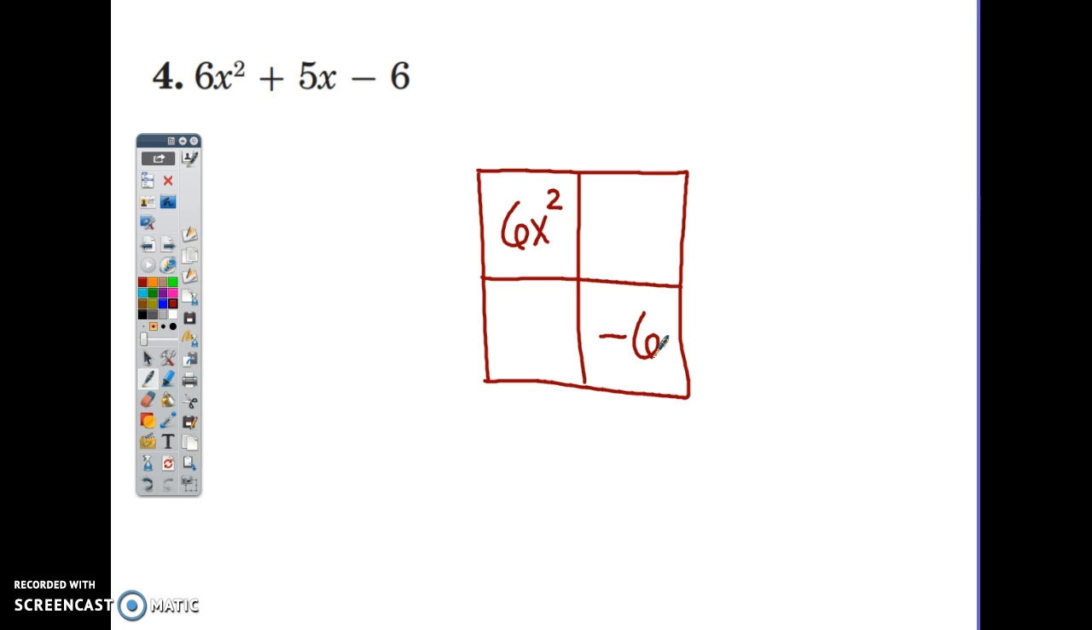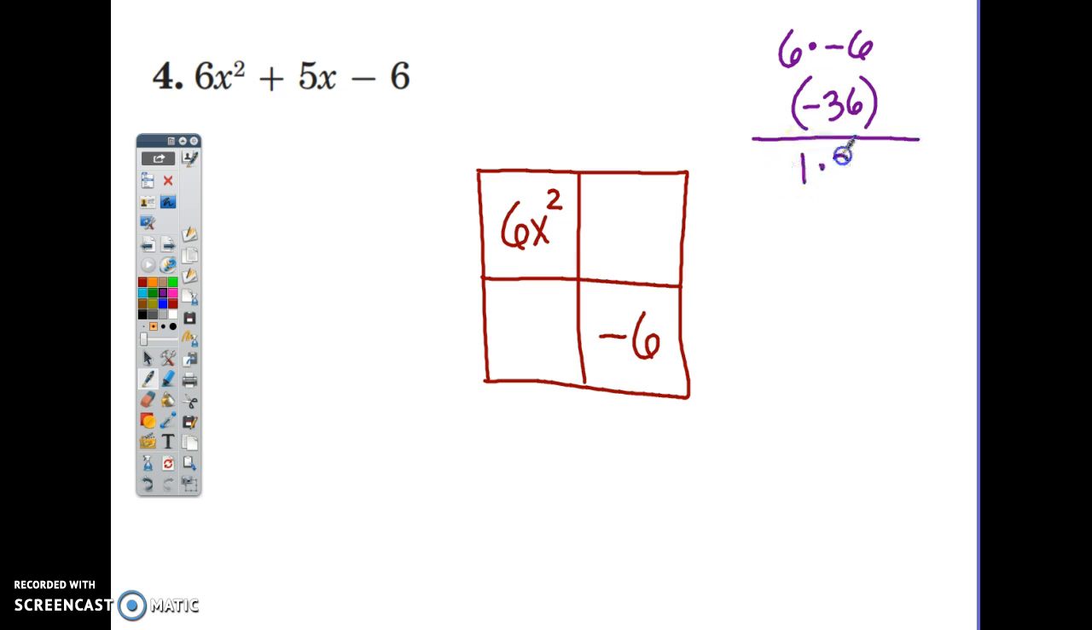So what's the first thing we need to do? Multiply the A and the C. So 6 times negative 6 gives you a negative 36. I need to find factors of 36. And don't worry about the signs. So give me some factors of 36. Remember, you can divide using the calculator to find those factors.